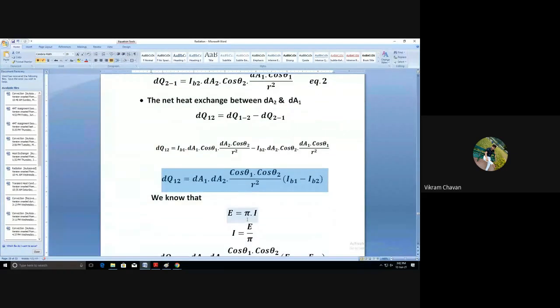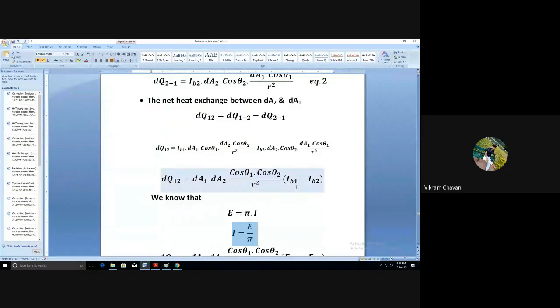Then we have derived that the emissive power is equal to pi times its intensity. Emissive power of a body is equal to pi times its intensity. So E is equal to pi multiplied by I. According to this equation, we get I is equal to E divided by pi. If you put this in the equation, then IB1 is equal to EB1 divided by pi, and IB2 is equal to EB2 divided by pi. So pi is common once again.